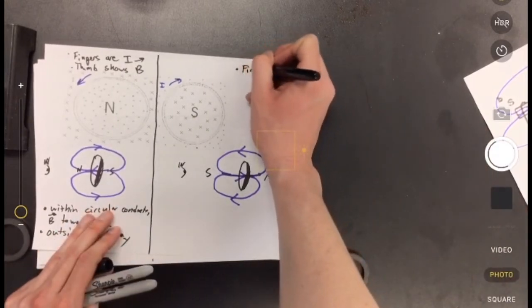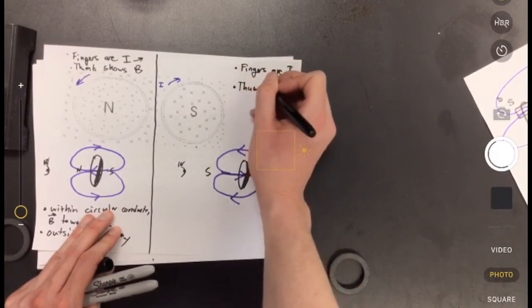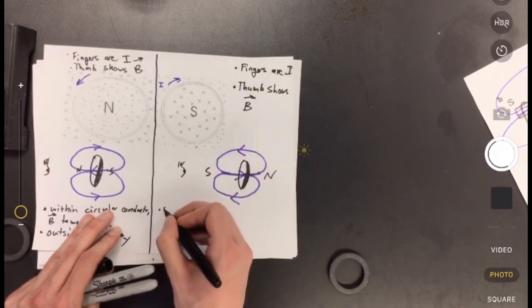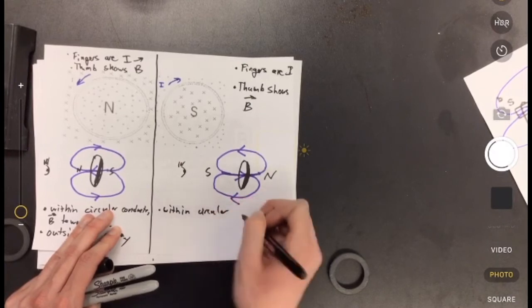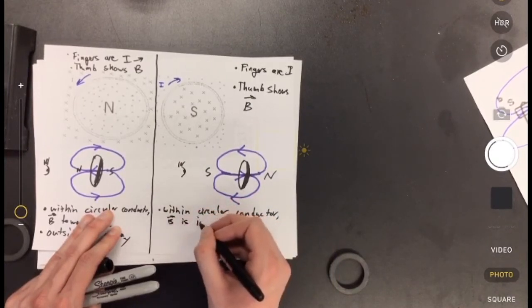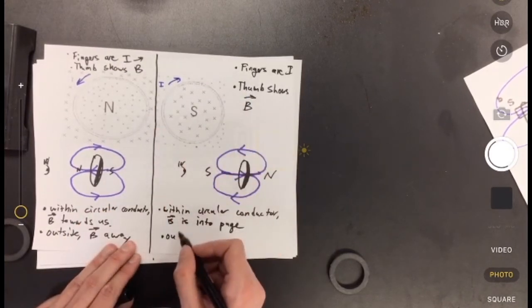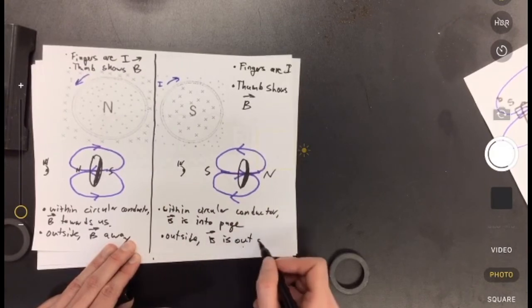The fingers are the I, the current. Thumb shows B field, magnetic field. Here though, within the circular conductor, B is now into the page. And outside, B is out of the page, or towards us.